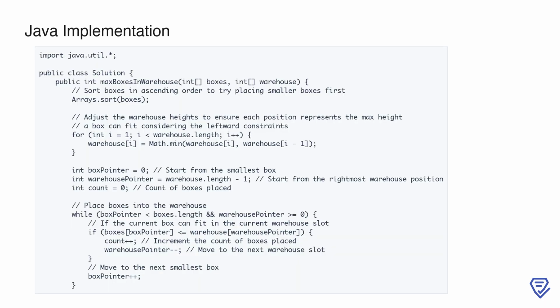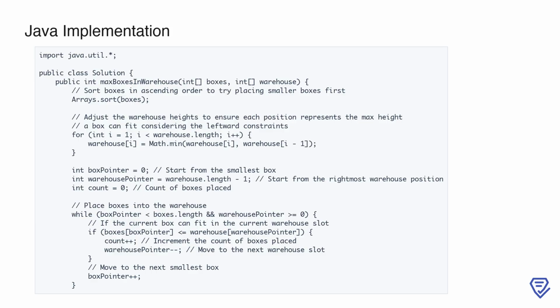Here, we start by importing the necessary utilities and defining our solution class. The goal is to determine the maximum number of boxes we can fit into the warehouse while respecting its constraints. First, we sort the boxes in ascending order, as smaller boxes are easier to place and can fit into tighter spaces. Next, we adjust the warehouse heights to account for leftward constraints.